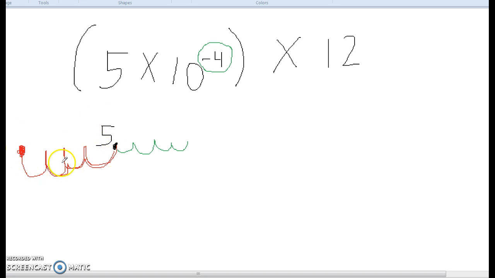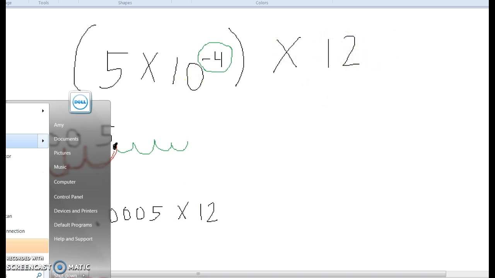Now all of these spaces that I have in here can't be empty. They cannot be blank. So I'm going to put, you guessed it, zeros in there. So my new number for this written in standard format is 0.0005 times 12. Now I have both written in standard format. This is in standard format and this is in standard format.